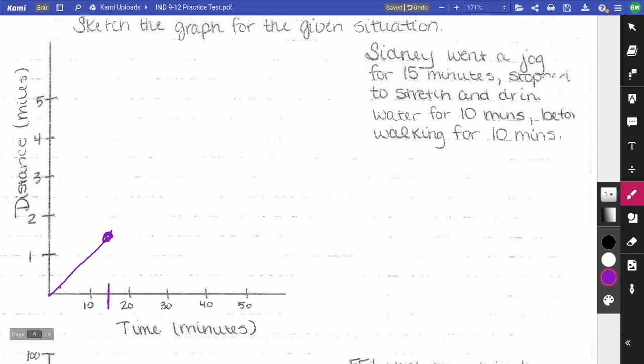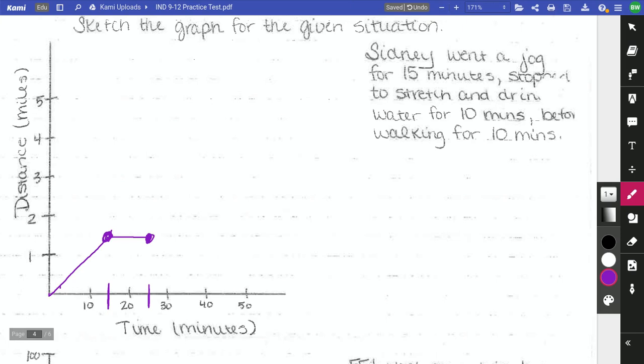Then she stopped, so her distance is not increasing. It's going to be 10 minutes. So she's at 15 minutes, so we take her to 25 minutes, about right there. And she doesn't move at all during that time. So her distance stays the same.